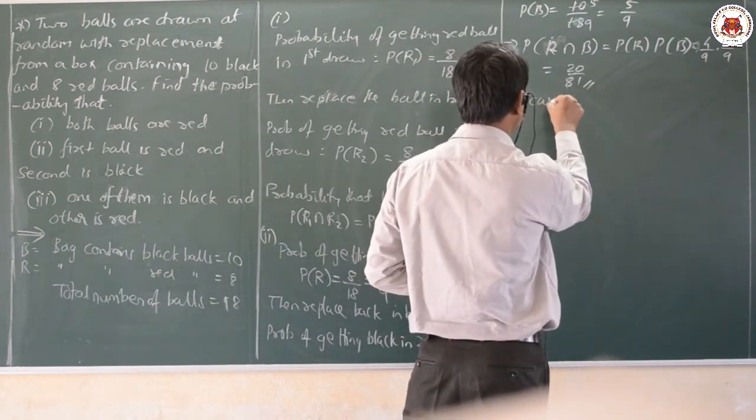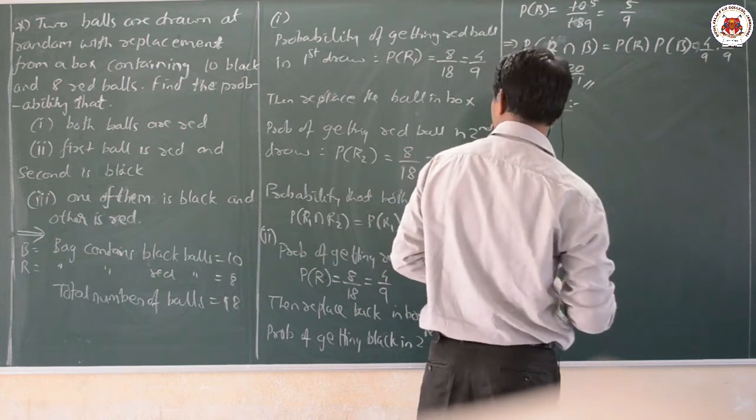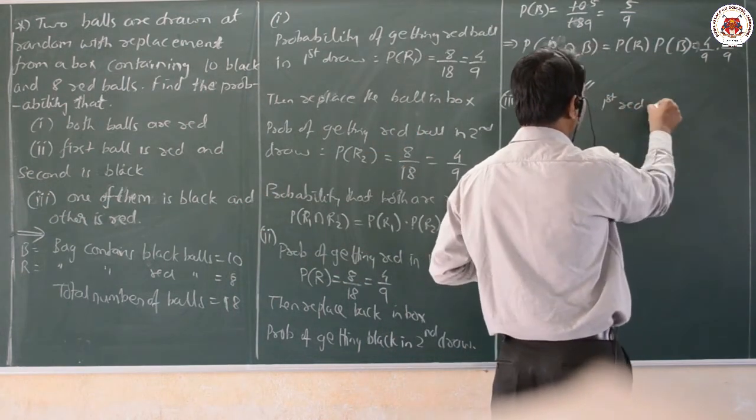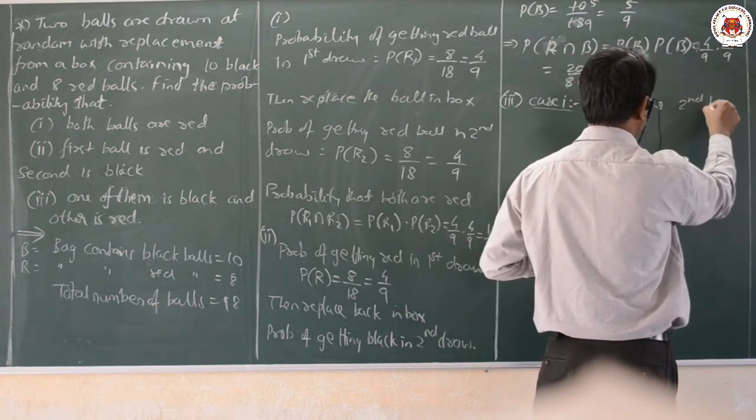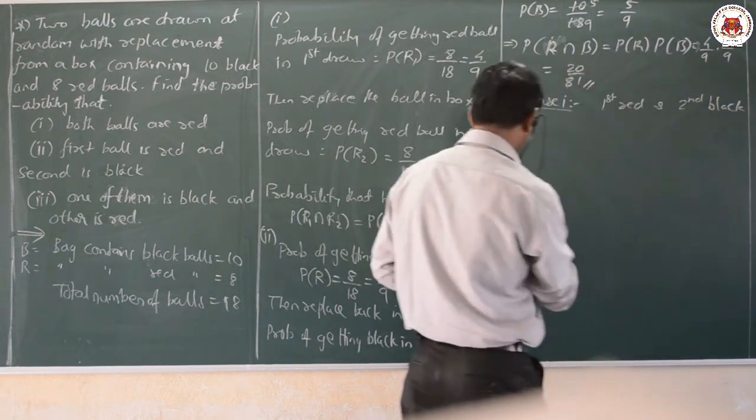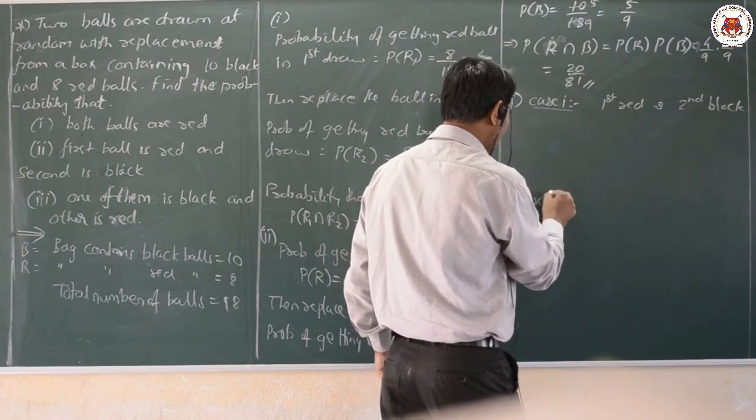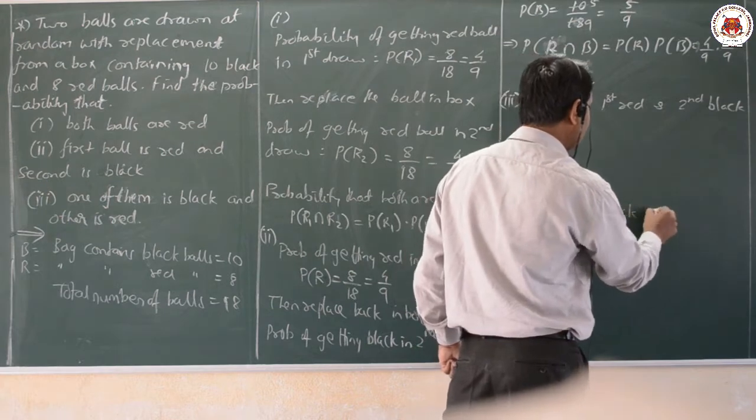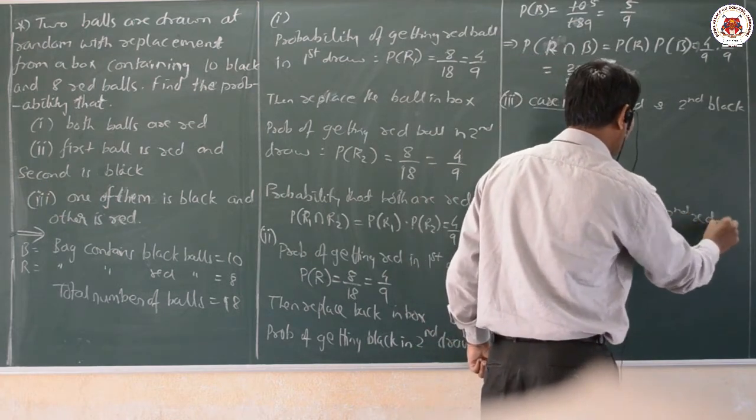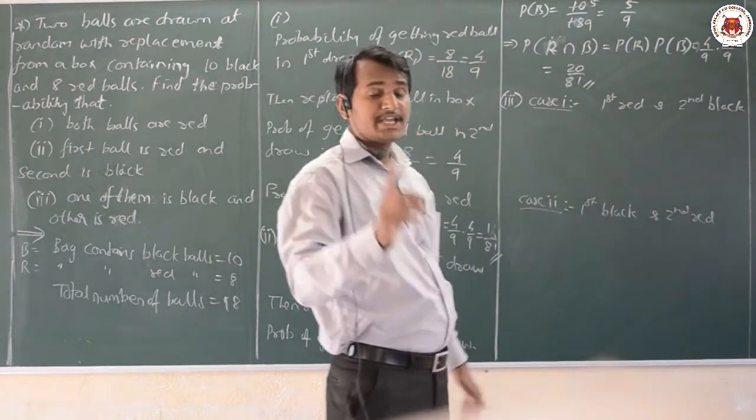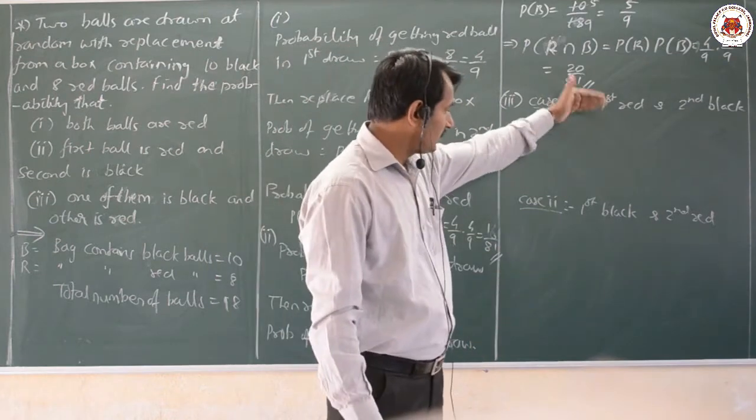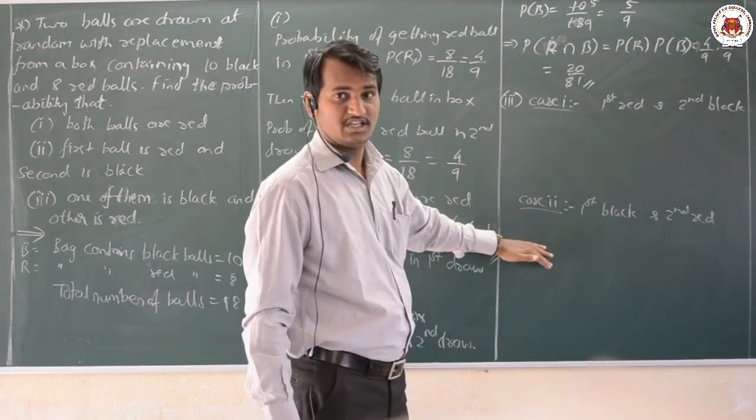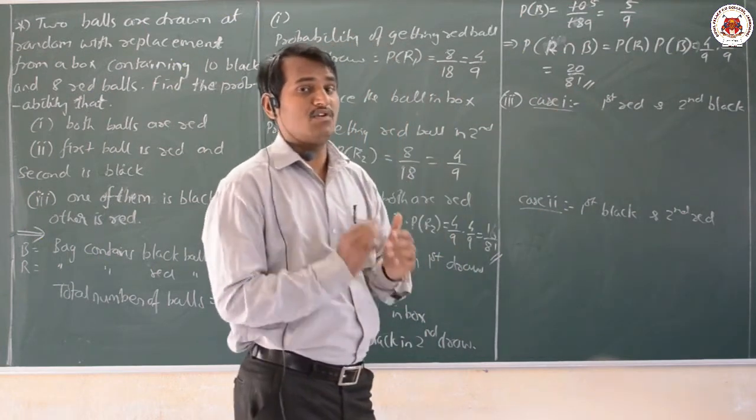Case 1 is first red and second black. And case 2 is first black and second red. Here I have to choose any one of these two, that means either case 1 or case 2. That means I have to add these two. Or means addition here.